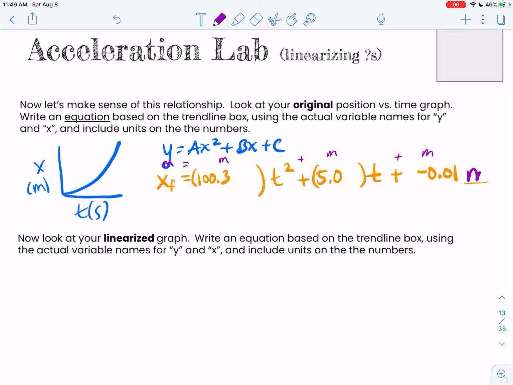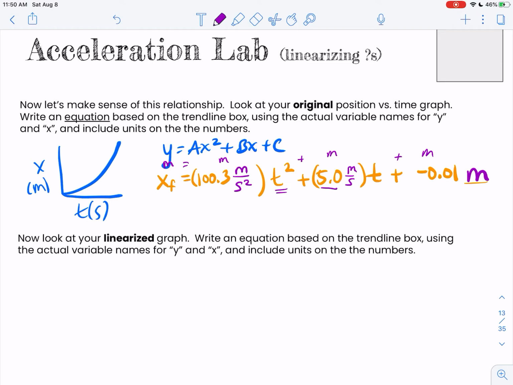So this one's easy because this one's a constant, so that's going to be meters. Here, in this term, 5 something units times time has to come out to be meters. So time is in seconds, so then this unit's going to have to be meters per second, because then those seconds are going to cancel. And same thing over here, I'm going to have meters per second squared to cancel out with this time squared.